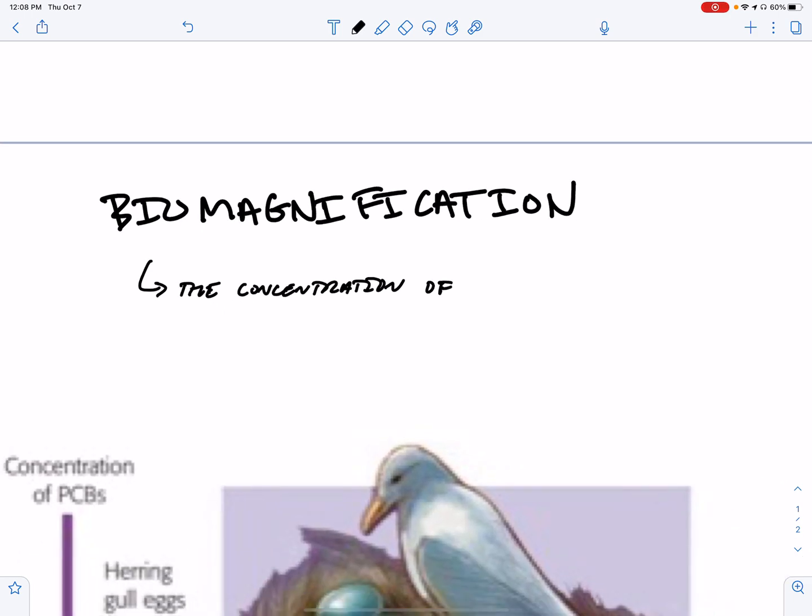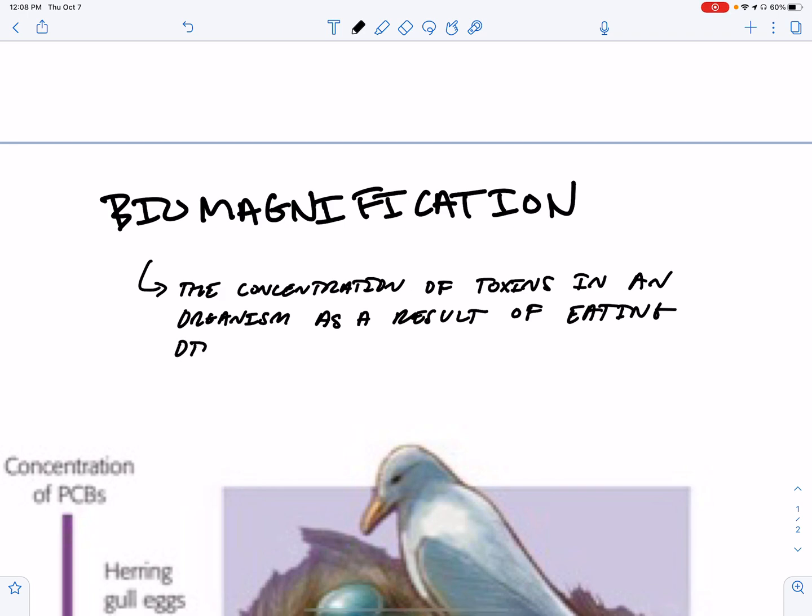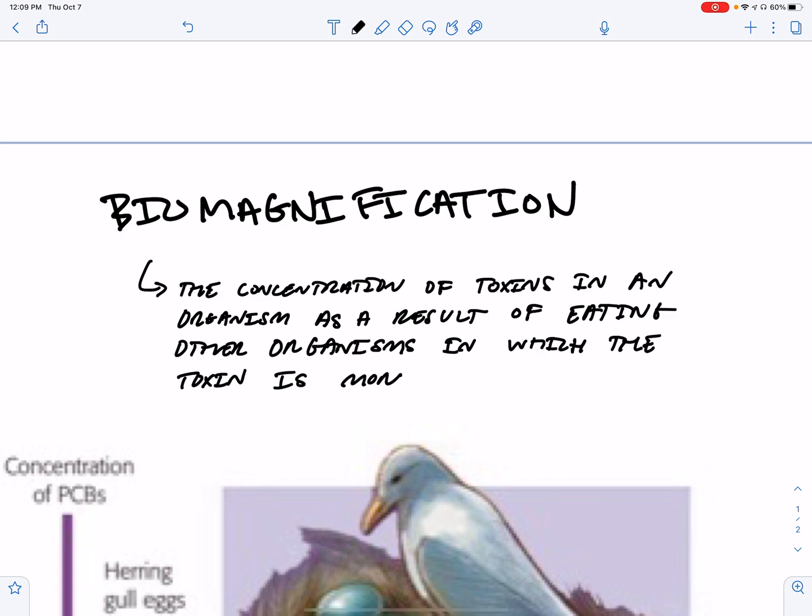The concentration of toxins in an organism as a result of eating other organisms in which the toxin is more widely distributed.